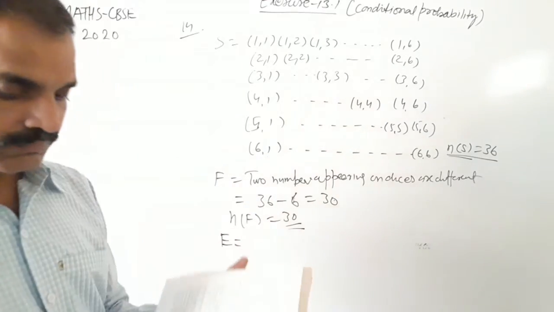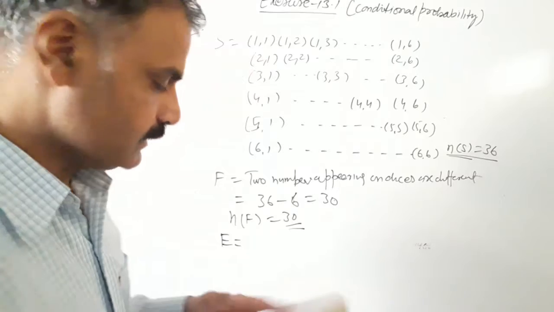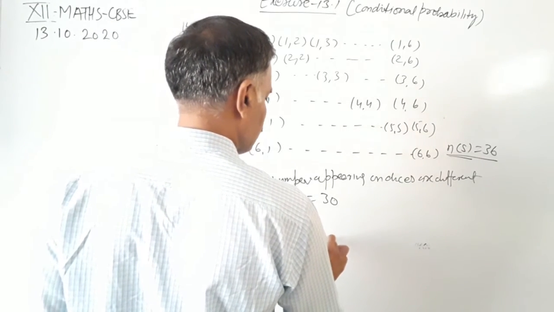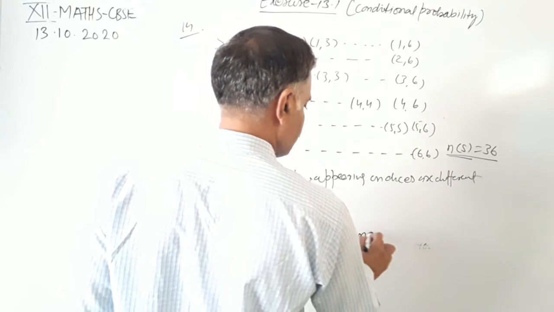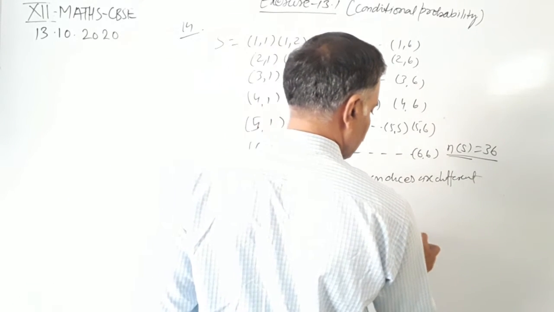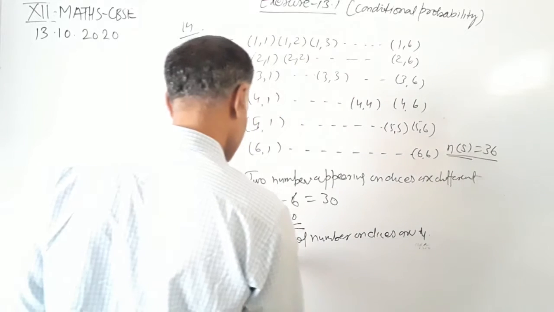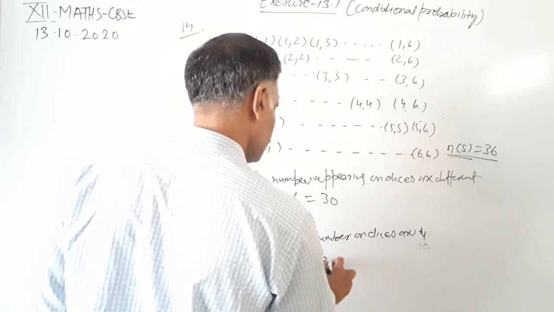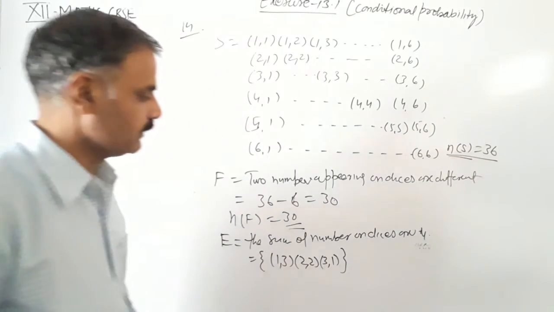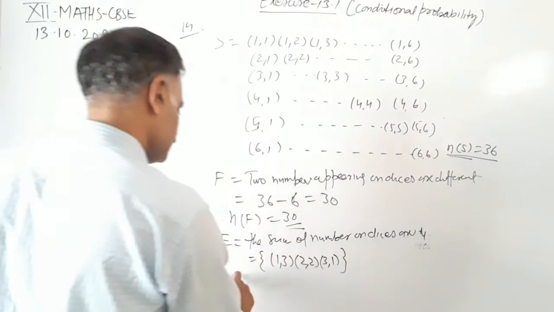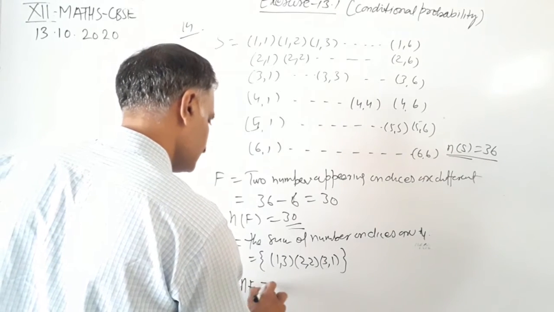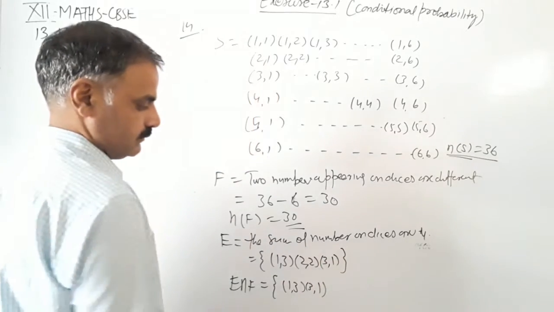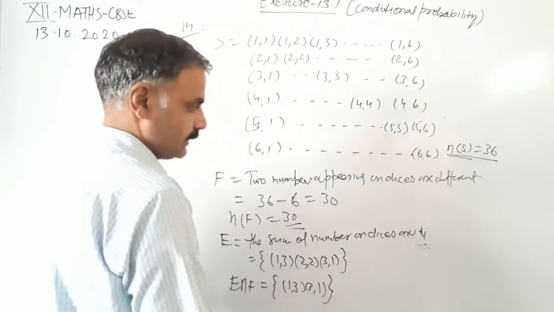Event E is given as the sum of numbers on the dice is 4. So this is 1 3, 2 2, 3 1. Only these events are there. So E intersection F is 1 3 and 3 1, where the numbers are different.